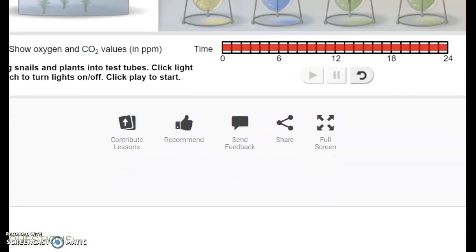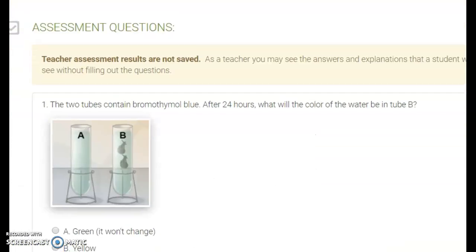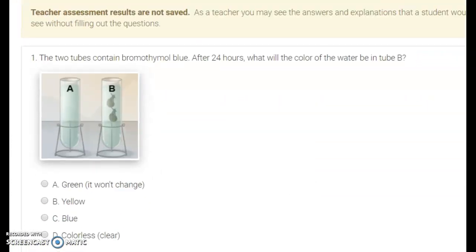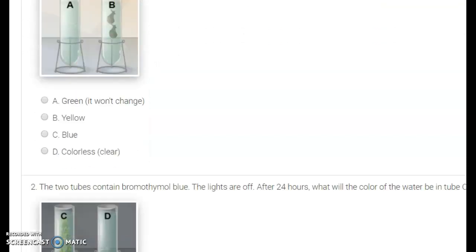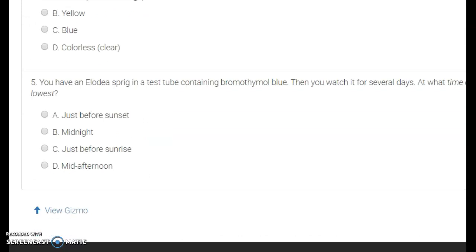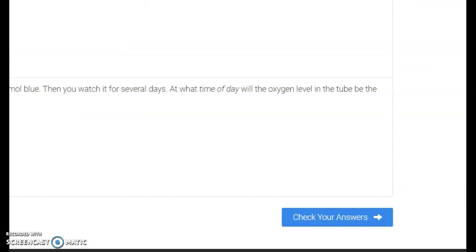So let's go here below the launched Gizmo. This is where you find your 5 assessment questions. Make sure that you have done activity A, B, C before you do the 5 assessment questions. After you answer the 5 assessment questions, you may check your answers to see how you did.